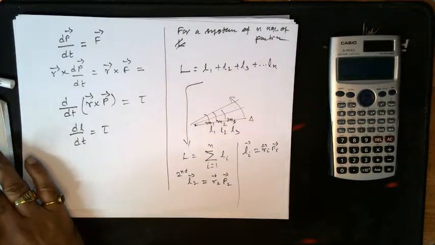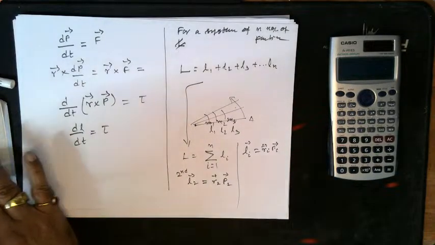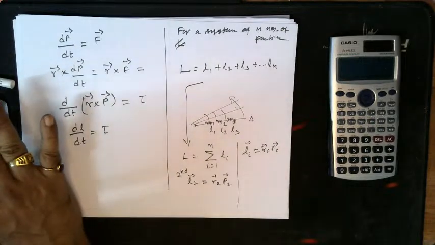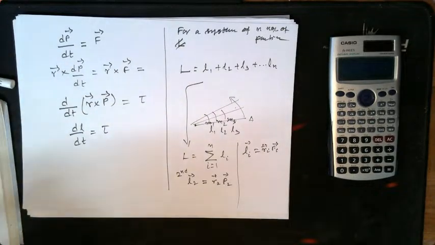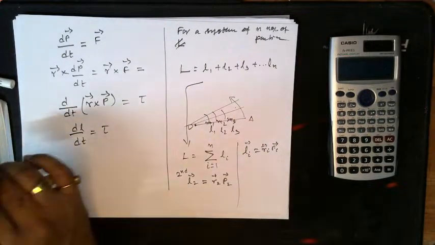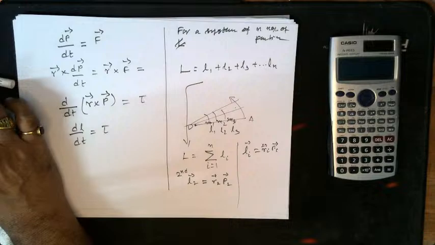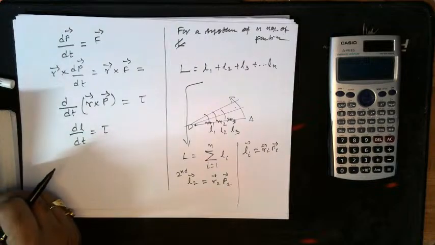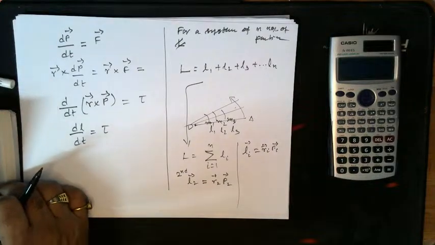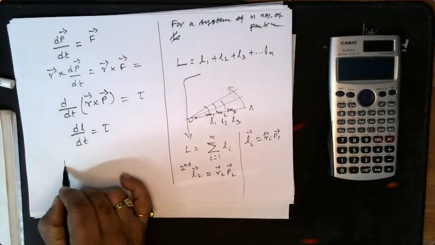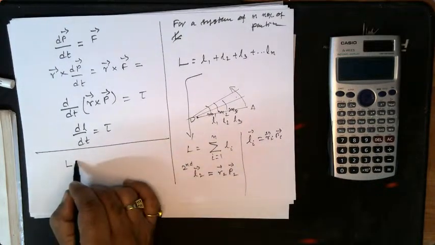What is Ri? The position vector of the ith particle, with respect to a given origin. So the origin is O. And what about Pi? Linear momentum of the ith particle. Now we know the angular momentum L is given by the vector summation of Li, is it not?